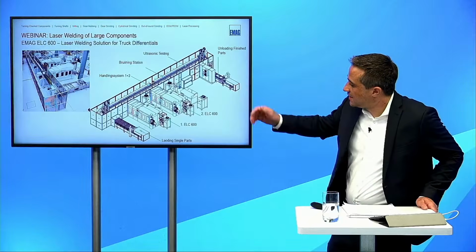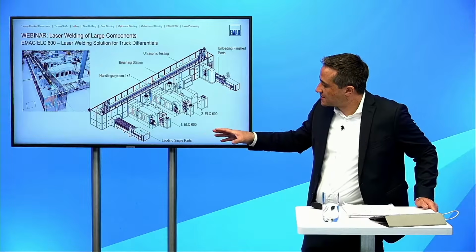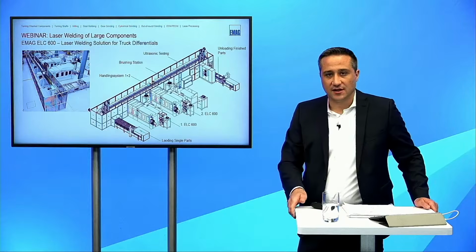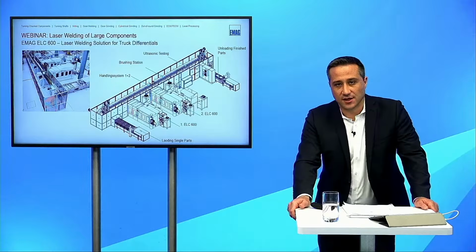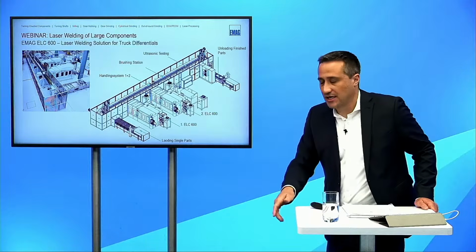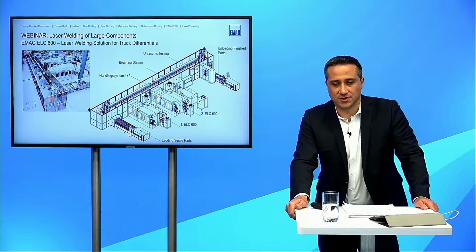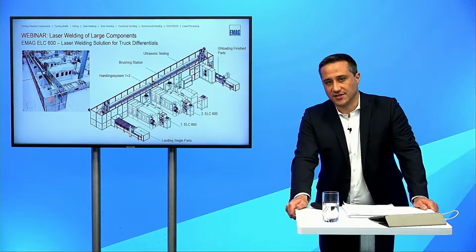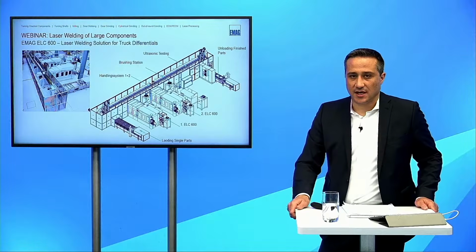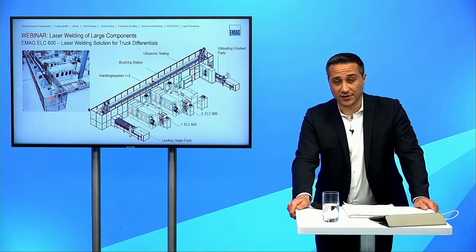And what we see here is a fully automated system. We first of all have an in-feed conveyor with pallets on it. Then we do have two ELC 600 machines, two pretty simple. At the end, it was a question of cycle time, and therefore we decided to implement two machines with more or less the same content or functions included.